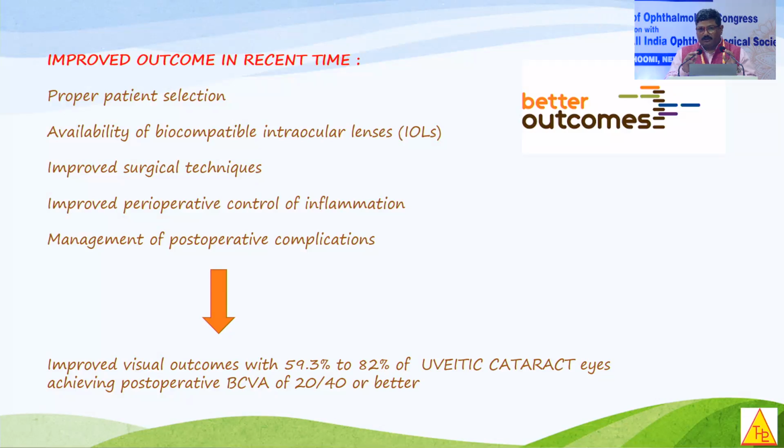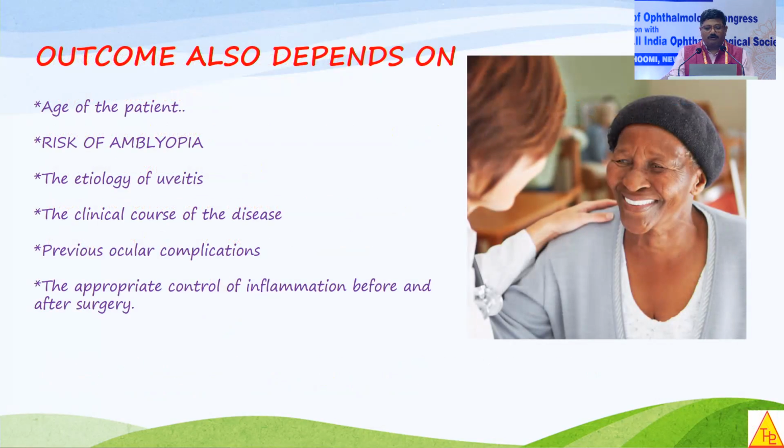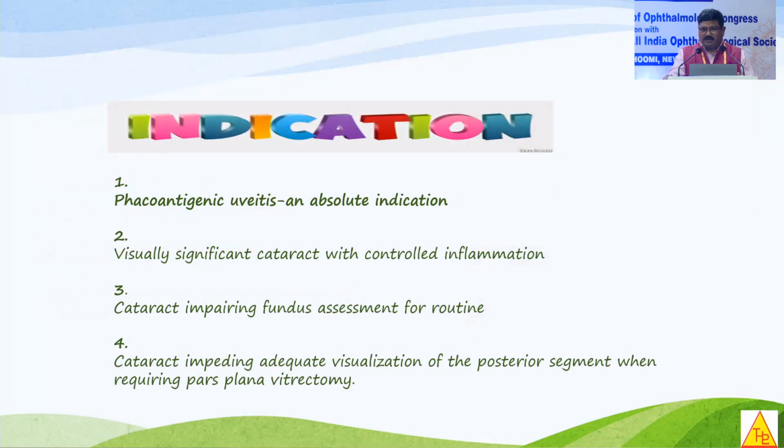Outcomes have improved in recent times because of proper patient selection, biocompatible IOLs, improved surgical techniques and capabilities, improved control of inflammation, and post-operative management of complications. Outcome also depends on patient age, risk of amblyopia, etiology, the clinical course of the disease, the pre-existing ocular complications, and of course the inflammation which is existing.